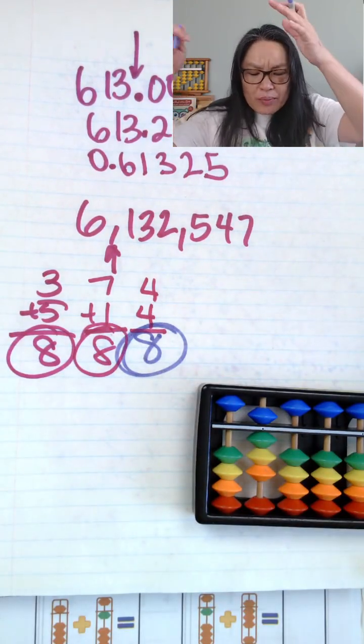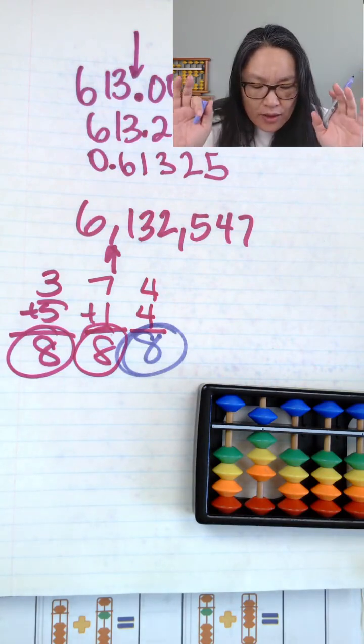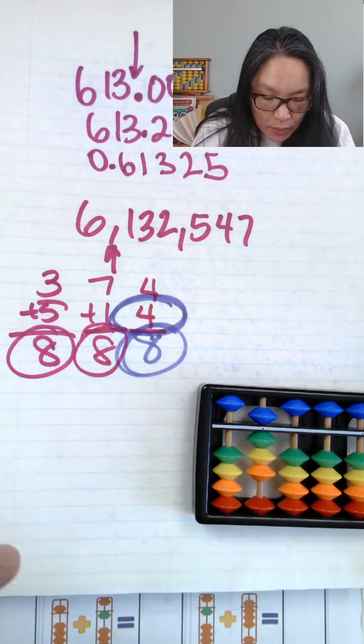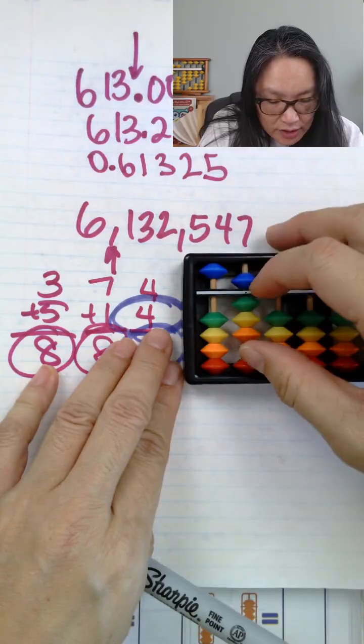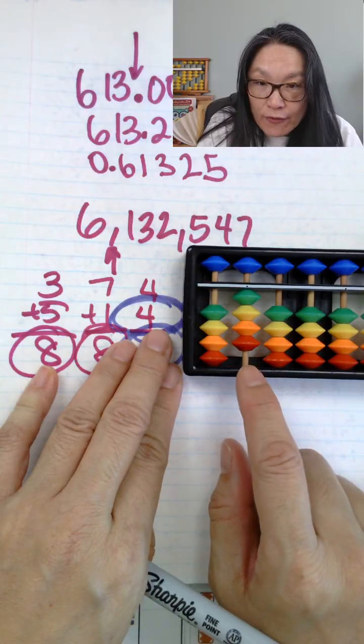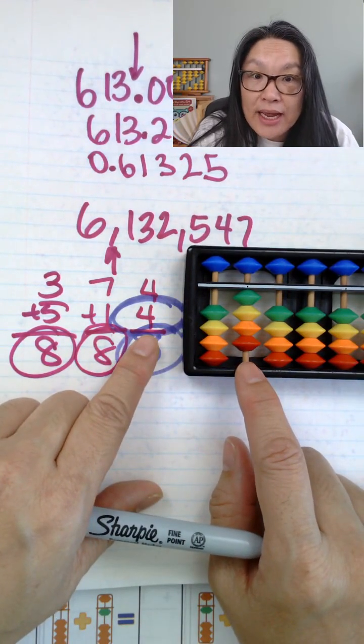So we know 3 plus 5 is 8, and 7 plus 1 is 8, and 4 plus 4 is 8. That's great. But in abacus, we actually focus on the second addend. Now, what does that mean? Well, let's take a look. We have our 4. This is 4, right? Now we're going to add another 4. Do we have enough beads to add a 4?